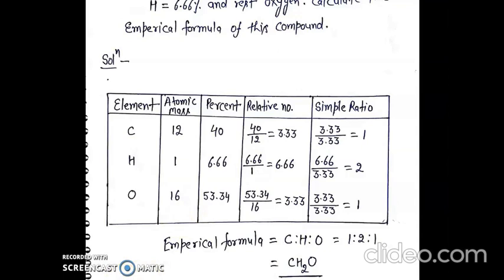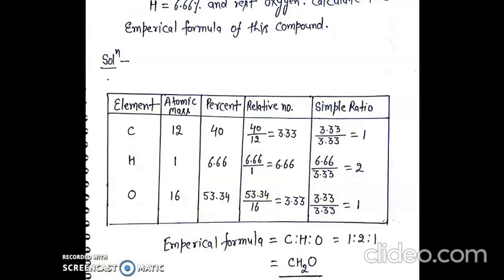And the simple ratio of hydrogen can be calculated by the formula: simple ratio is equal to relative number divided by smaller relative number. Here 6.66 is the relative number of hydrogen divided by 3.33, the smaller relative number, and we get the simple ratio of hydrogen, that is 2.